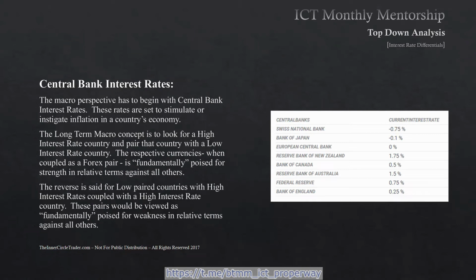If we're going to be looking at a macro view, it really needs to start here. There's several places on the internet you can go to get this list, but this is the global currency interest rates from the central banks. This is the list that you can get from fxstreet.com.